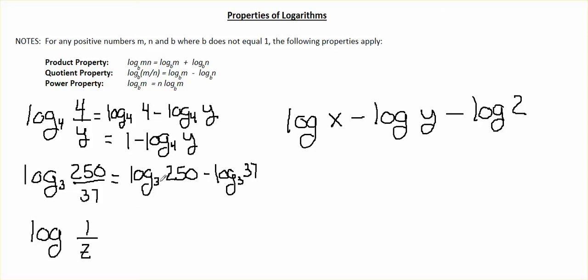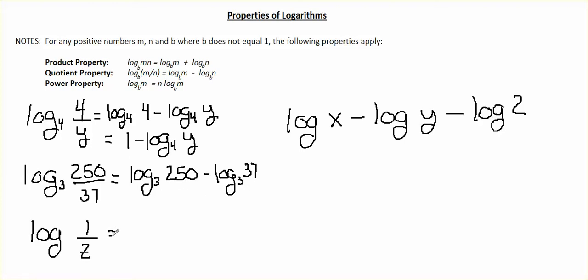So let's ask ourselves the question here, 3 raised to what power is 250? Well, the number 250 is not a power of 3, so we can't answer that right off the bat unless we had a calculator. So we're just going to leave it the way it is. Now we're going to ask ourselves the question, 3 raised to what power is 37? Well, 37 also is not a power of 3, so we're going to just leave this alone as well, and this ultimately is our answer.